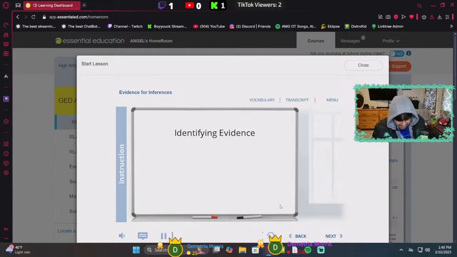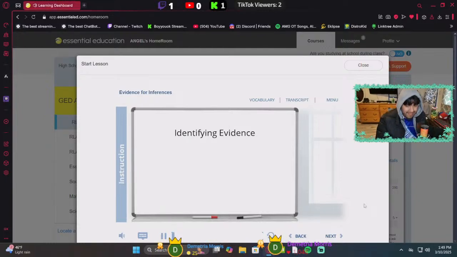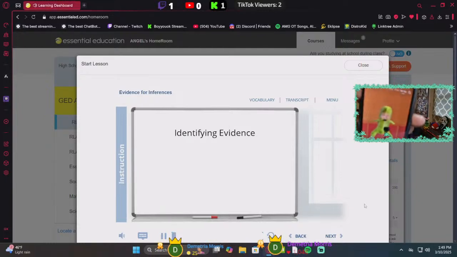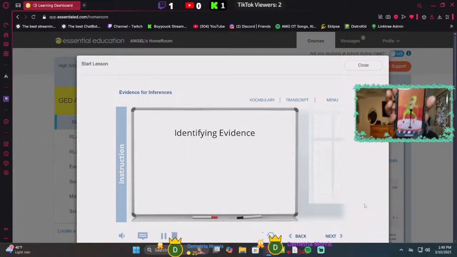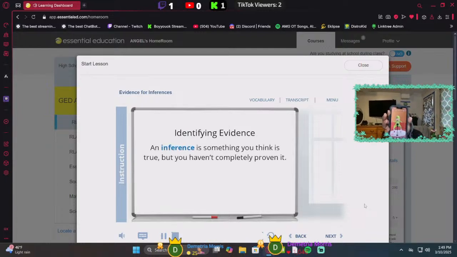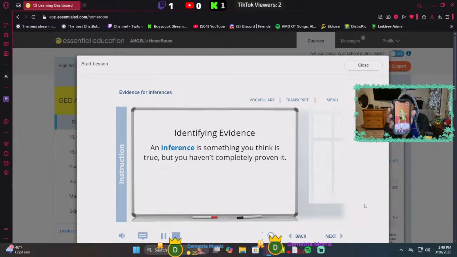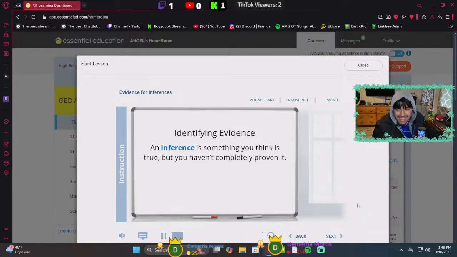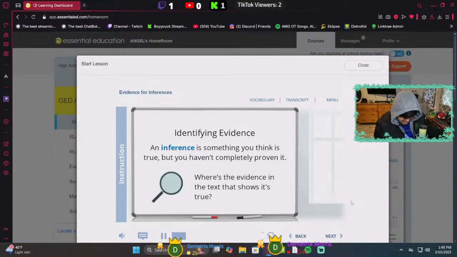You might make an inference from one sentence or paragraph. You might make an inference about a whole text as a hypothesis, just like in science. It's something you think is true, but you haven't completely proven it. So how do you prove your inference? Just like in science, you need to look for evidence. Where's the evidence in the text that shows it's true?